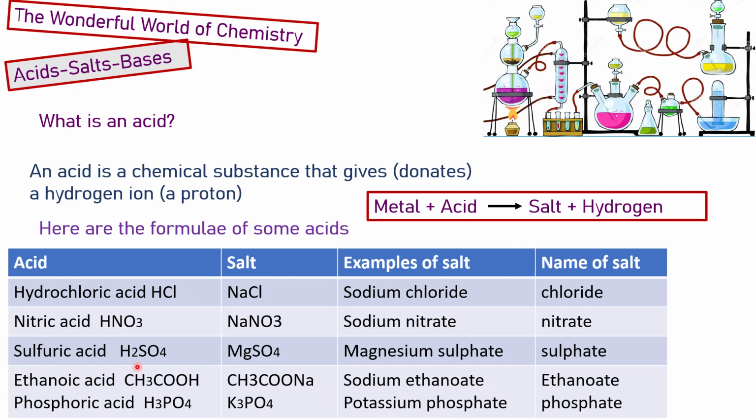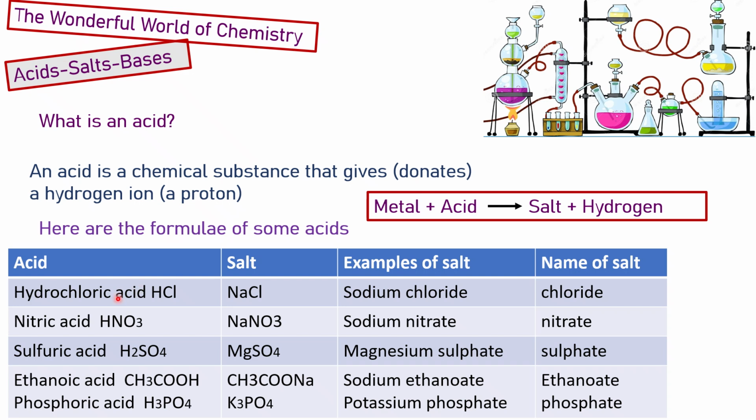Sulfuric acid is H2SO4. How many atoms in the formula? 2 hydrogen atoms, 1 sulfur atom, and 4 oxygen atoms. Ethanoic acid, CH3COOH. This carbon is combined with 3 hydrogen atoms. This carbon is combined with oxygen and another oxygen atom and a hydrogen atom. Phosphoric acid is H3PO4. 3 hydrogen atoms, 1 phosphorus, and 4 oxygen atoms in the formula or in the molecule.